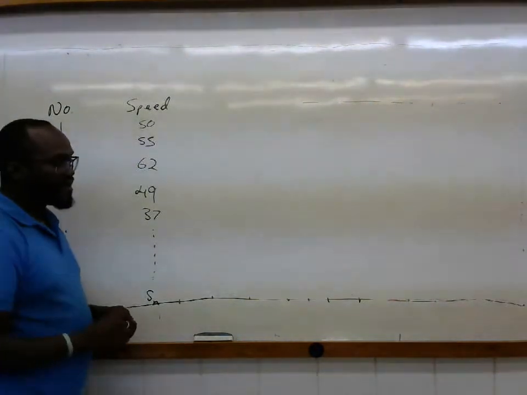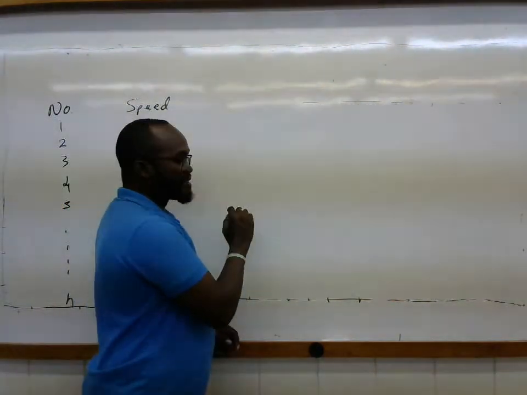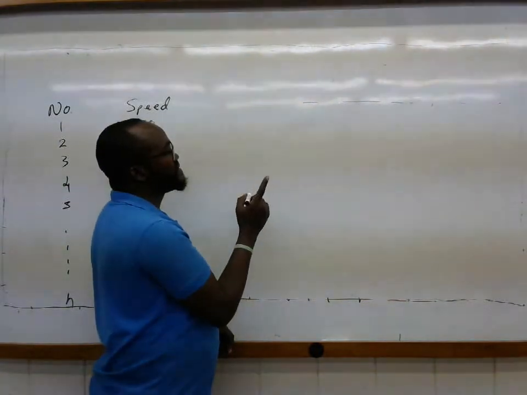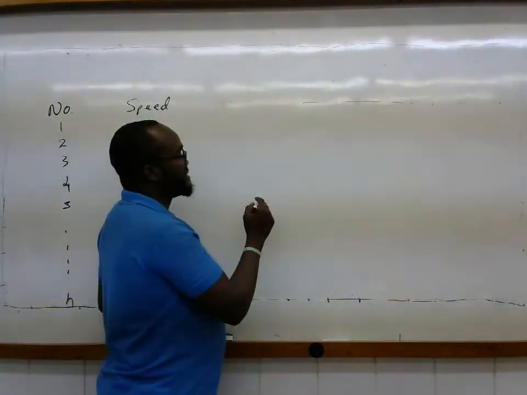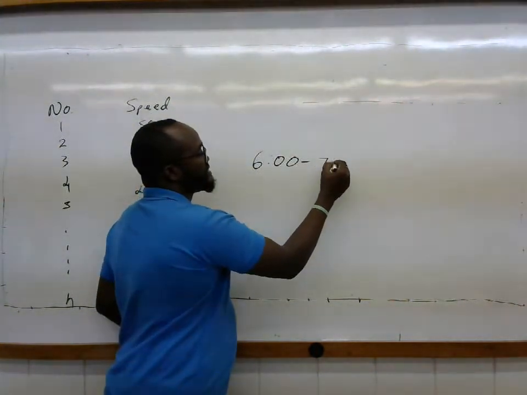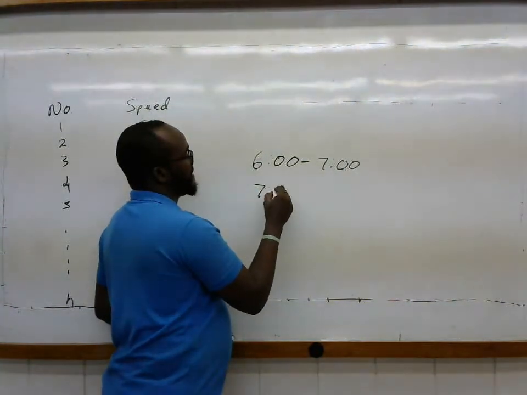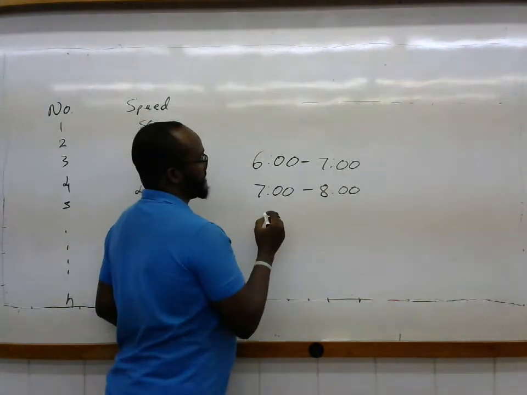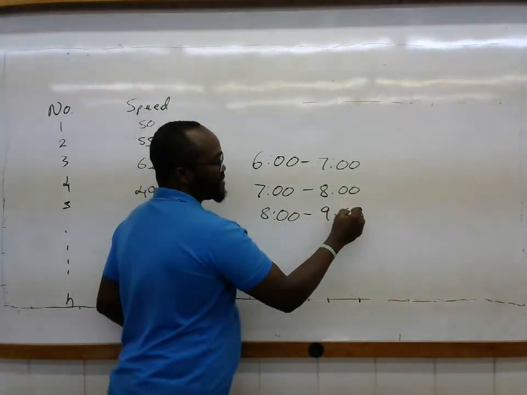Now, for the final part of the coursework, we are asking you to determine whether there's a difference in the mean speeds for the respective hours that you would have measured. So, for example, you would have measured speeds typically from 6 to 7, 7 to 8, and from 8 to 9, those of you in the morning session.